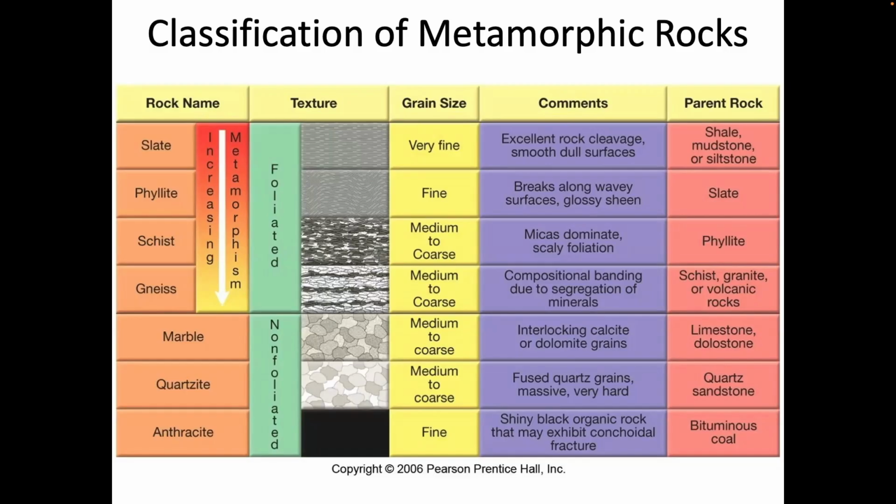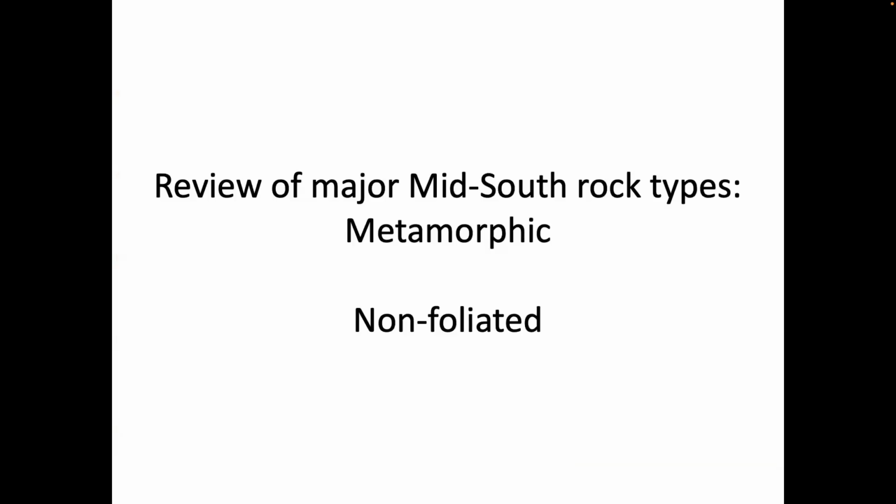All right, now the non-foliated types: we have marble, we have quartzite, and anthracite is that type of coal that has become metamorphosed that we talked about a little bit earlier. Okay. Now, with that, we have gone through a first stab at an introduction to all sedimentary rocks in this region, the major igneous types and the major metamorphic types.